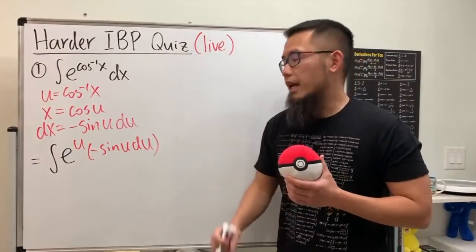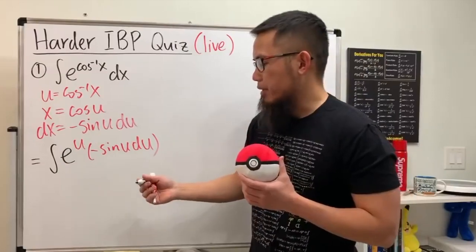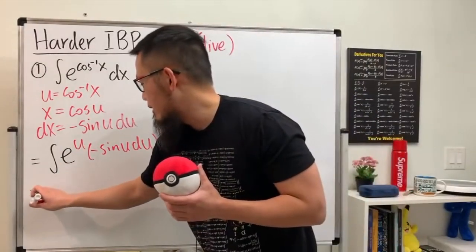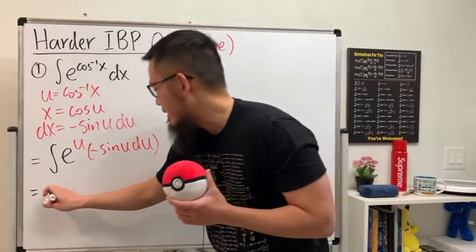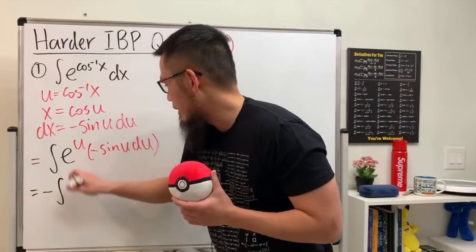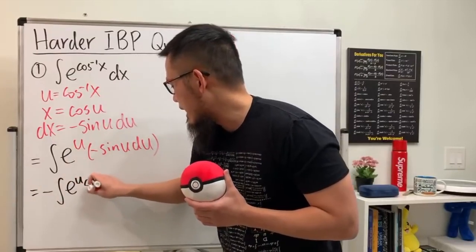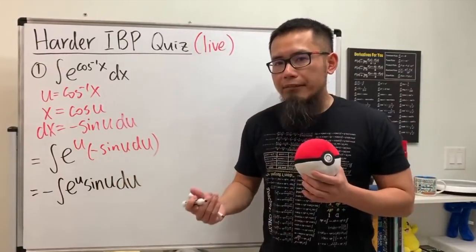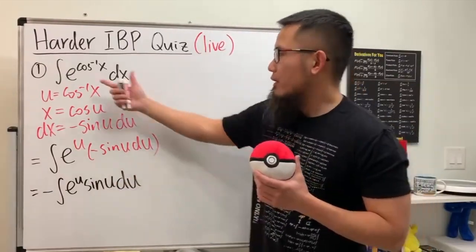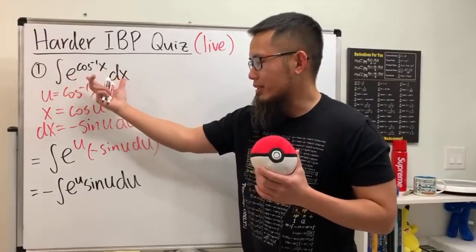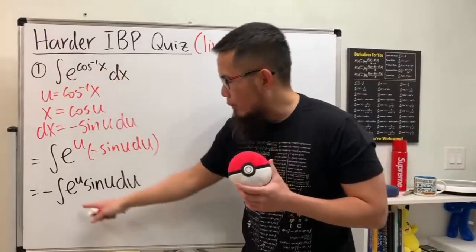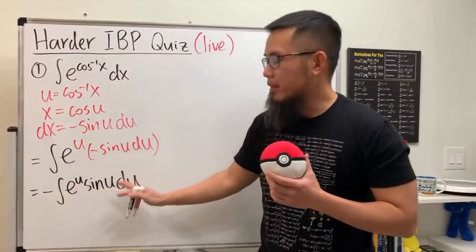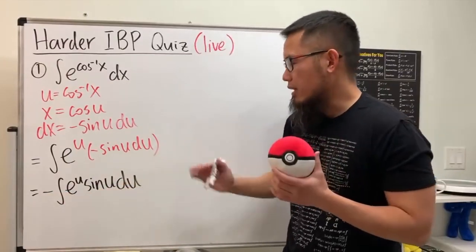So that's really good. Now, I'm just going to clean things up a little bit, and I'm actually just going to put a negative in the front. Here we have negative integral of e to the u sine u du. As you can see, after the u substitution, even though originally the integral looks pretty scary, once we are in the u world, this is actually one of the integrals that we have done in class, right?